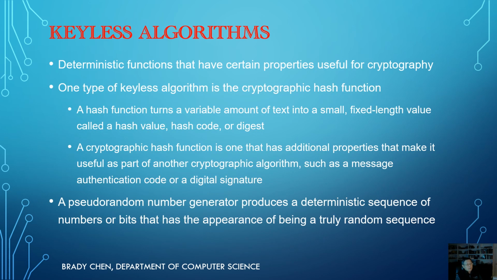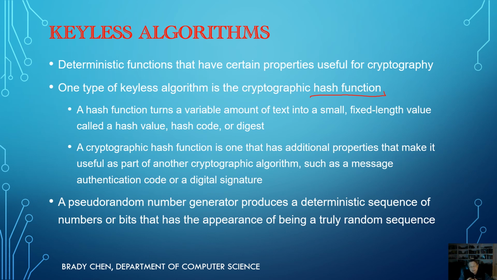Okay, so first, the keyless algorithms. The keyless algorithms are deterministic functions that have certain properties useful for cryptography. As we mentioned, one type of keyless algorithm is the cryptographic hash function. Basically, a hash function turns a variable amount of text into a small fixed length value called a hash value, or hash code, or digest.